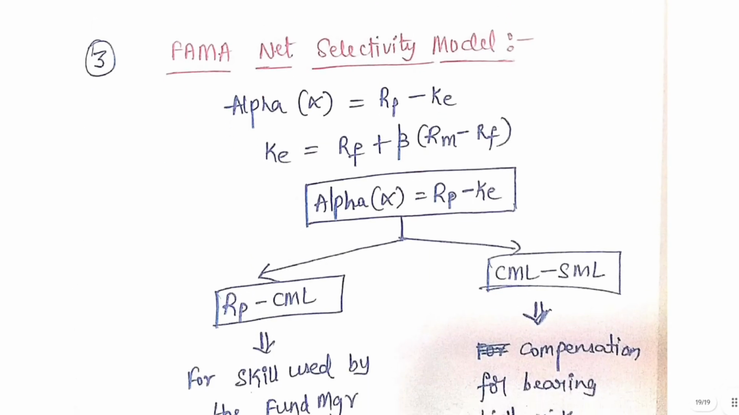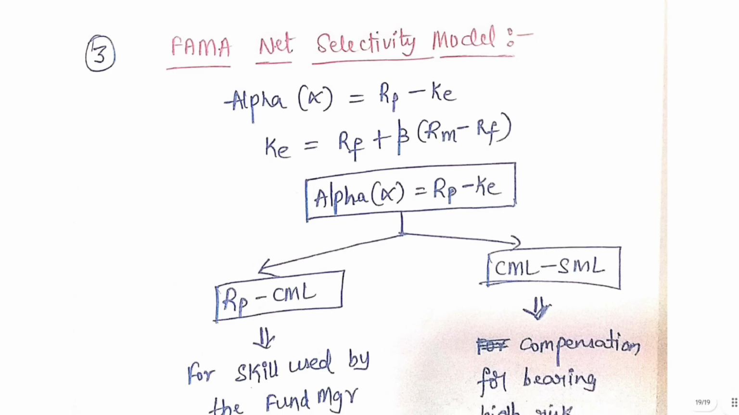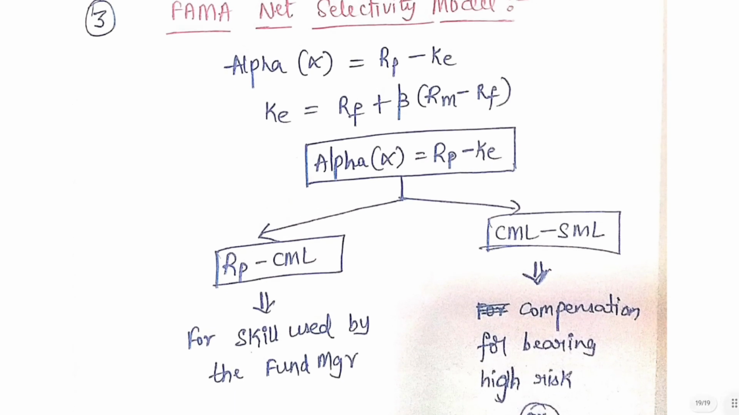Fama net selectivity model. Alpha equals RP minus KE. RP means return of the portfolio. KE is cost of equity. How to calculate KE? KE can be calculated using the CAPM model: RF plus beta into (RM minus RF). Alpha equals RP minus KE.